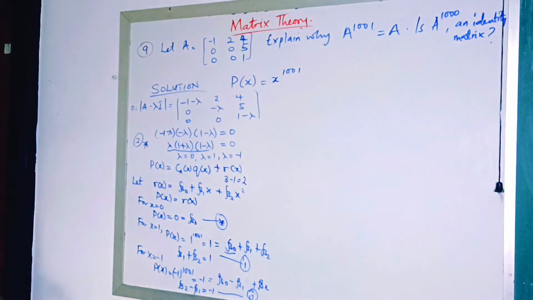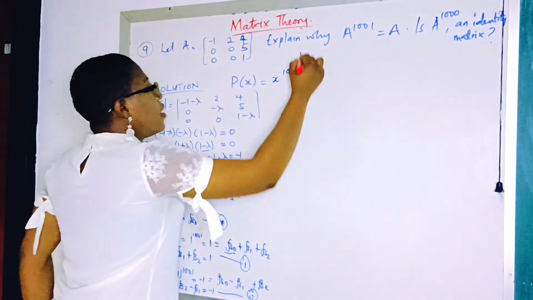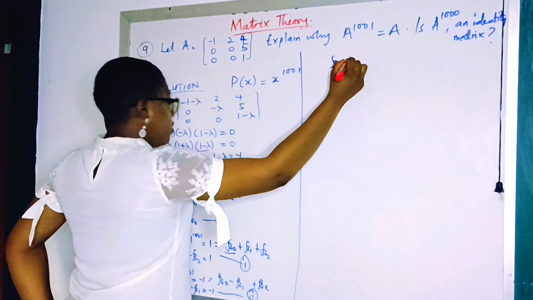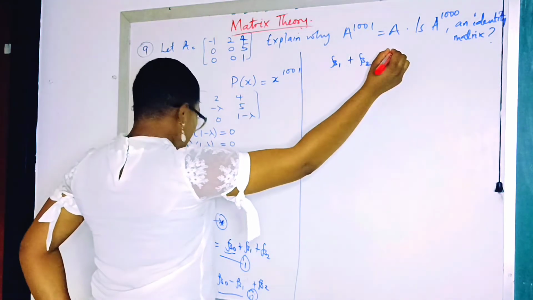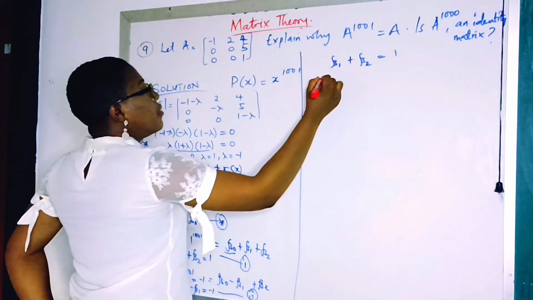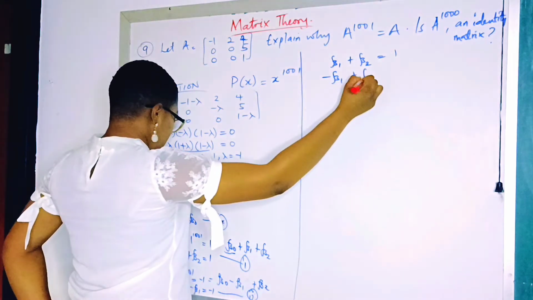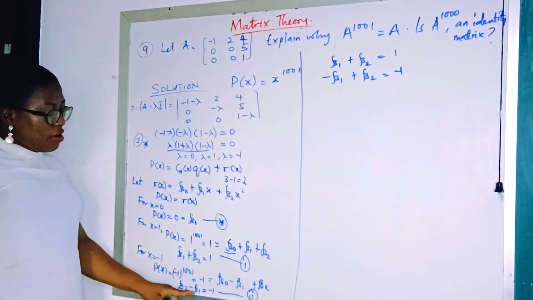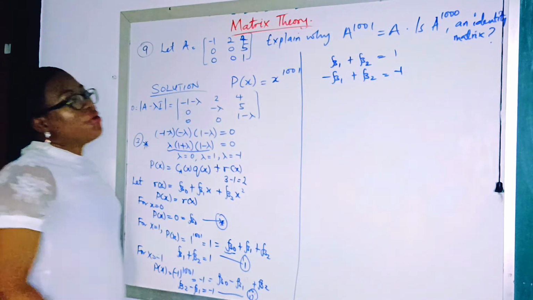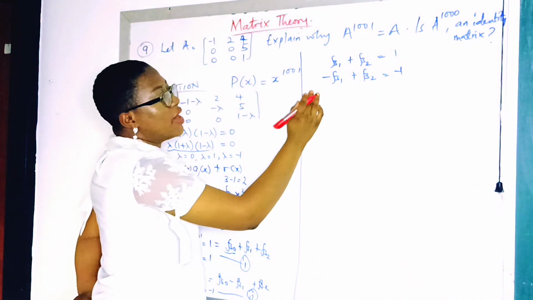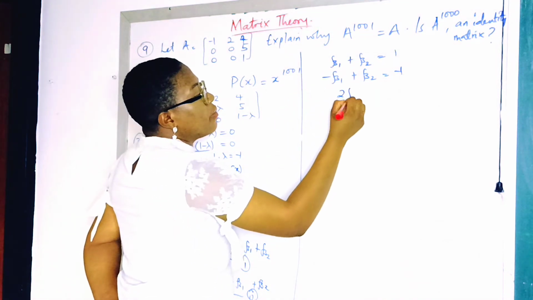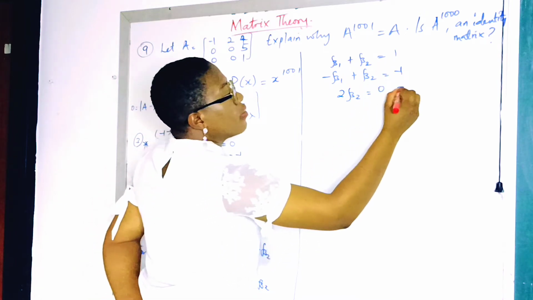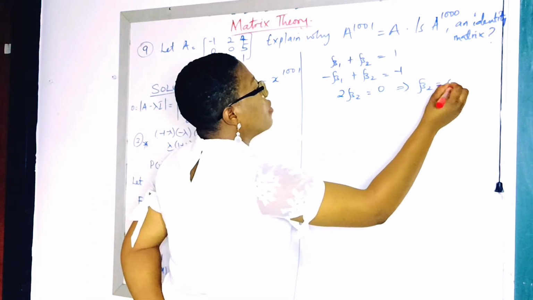So equations 1 and 2 are simply beta 1 plus beta 2 equals 1, and minus beta 1 plus beta 2 equals minus 1. I just made minus beta 1 come first. If I add these two, I have 2 beta 2 equal to 0. So beta 2 is 0. Good.